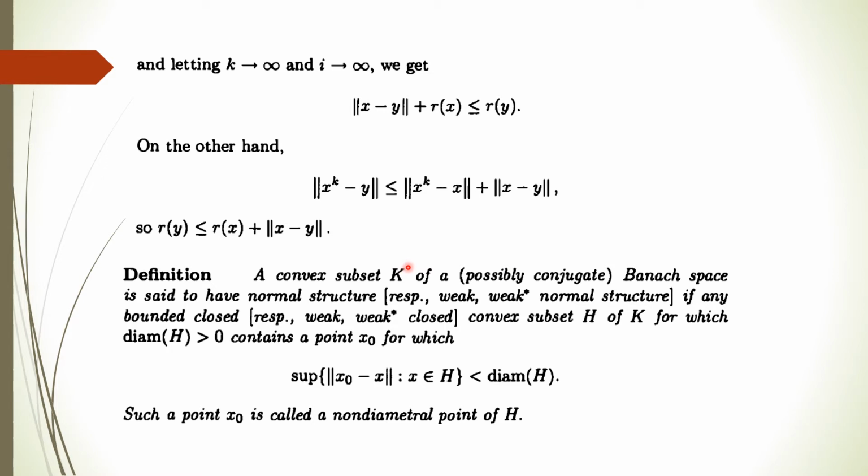As we know, the dual of a normed linear space is a Banach space, and the dual is also sometimes called the conjugate. So the dual of this should be Banach, right? A convex subset K of a Banach space is said to have normal structure if any bounded closed convex subset H of K, for which the diameter of H is greater than 0, has a point x0 for which this condition holds, and this point x0 is said to be the non-diametral point of H.